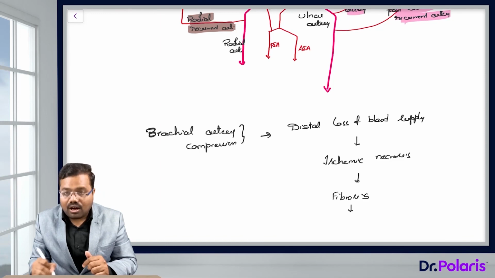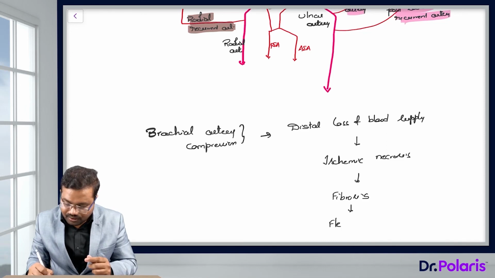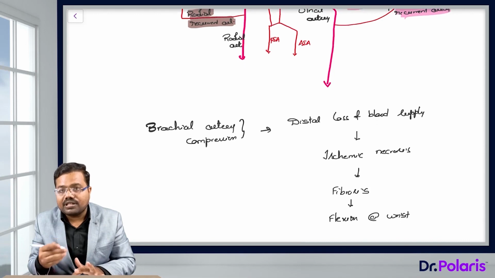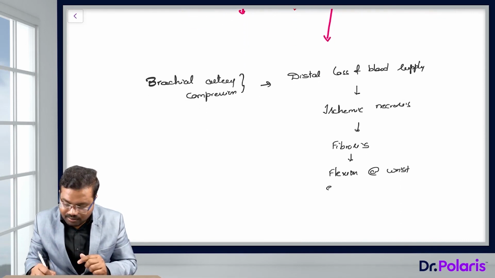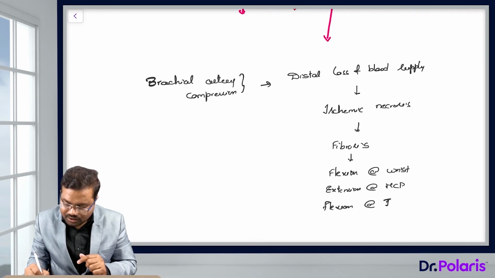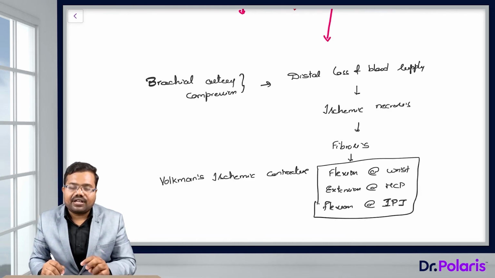This fibrosis will cause flexion at the elbow joint. The forearm muscles get fibrosed, then there is flexion at the wrist joint, extension at the metacarpophalangeal joints, and again flexion at the interphalangeal joints. And this condition is called Volkmann's ischemic contracture.